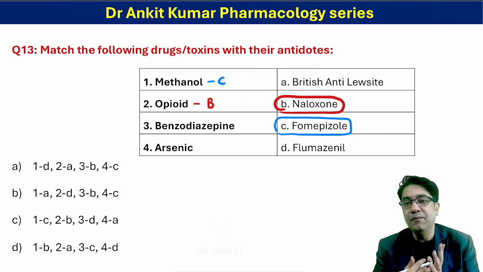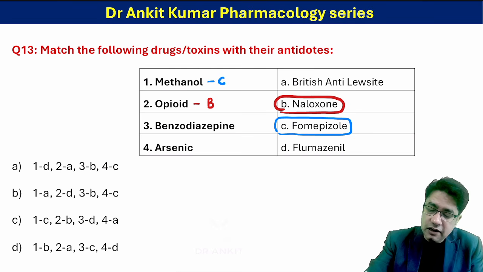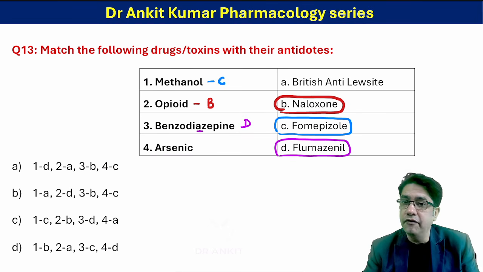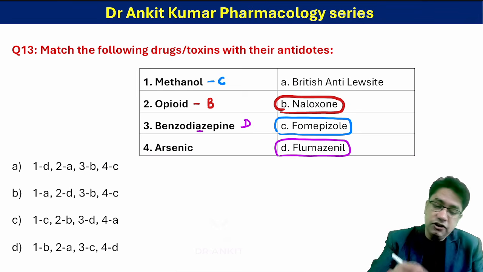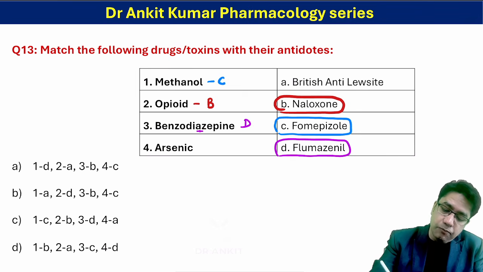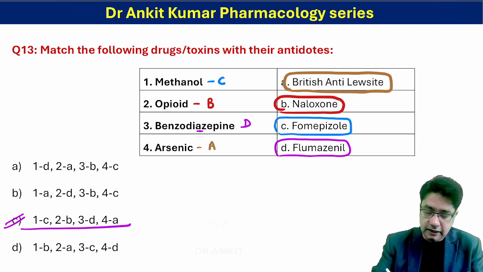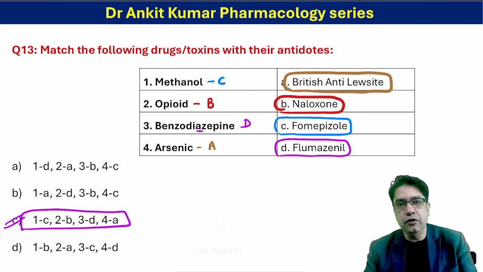Benzodiazepines like diazepam, lorazepam, their antidote is flumazenil. Z word is coming in both of them. And arsenic, which is a metal, we have to give a chelator. The chelator which is given for arsenic poisoning is British anti-lewisite, which is also known as BAL. So the correct answer of our question is option number C. So, drugs with their antidotes.